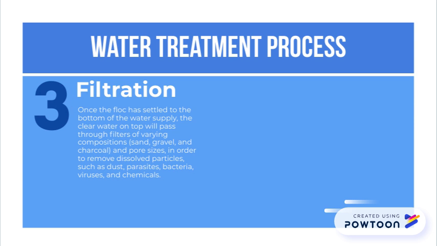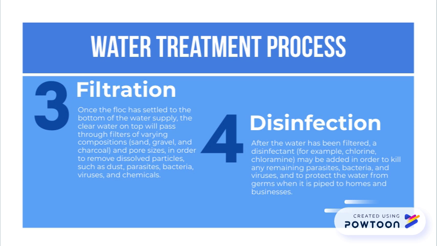Next is filtration. The clear water passes through filters of varying composition. Lastly, disinfection. A disinfectant is added in order to kill any remaining parasites, bacteria, and viruses to protect the water from germs when it is piped to homes and businesses.